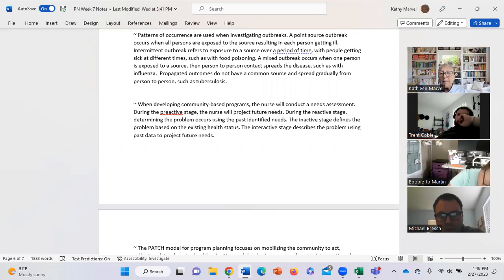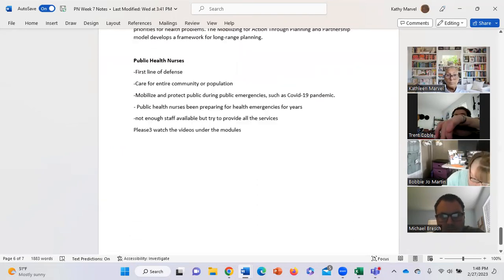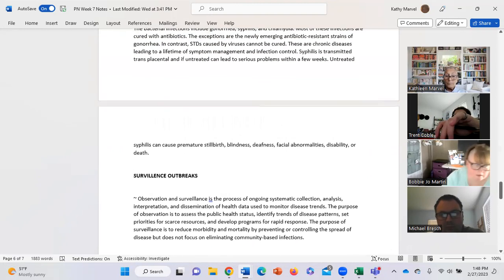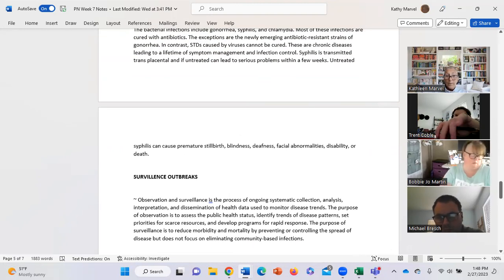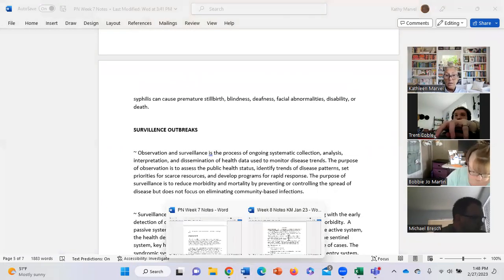So you may be given a scenario on your exam, where when you're conducting your needs assessment, here's what's going on, here's the task you're doing. What stage is that? Okay, does anybody have any questions about week 7 notes? Let's jump into week 8 notes.